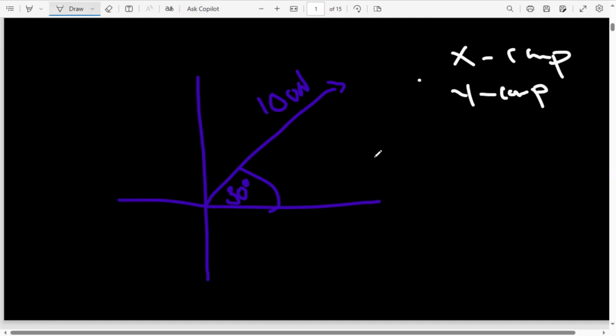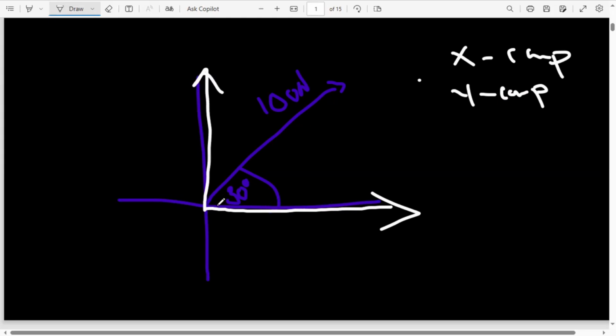Let me start with the x. The x component is always the one where the angle is. So if this is my vector here, my x component will be this side here, and then my y component will be that one. How do we find this x component? We just multiply this magnitude by cos of that angle. So this would be 100 cos 30.